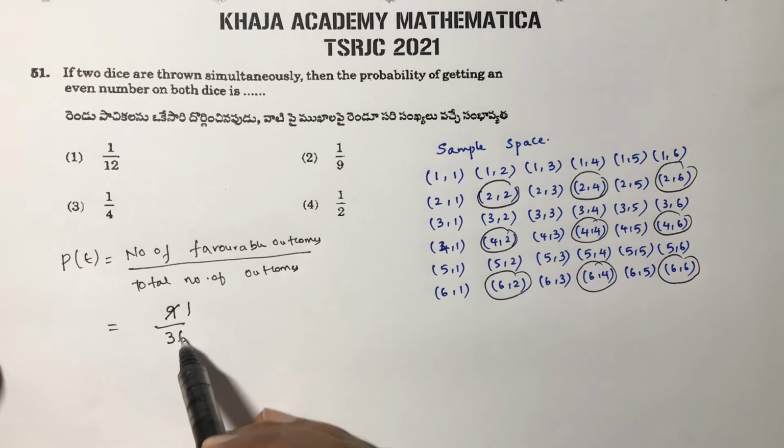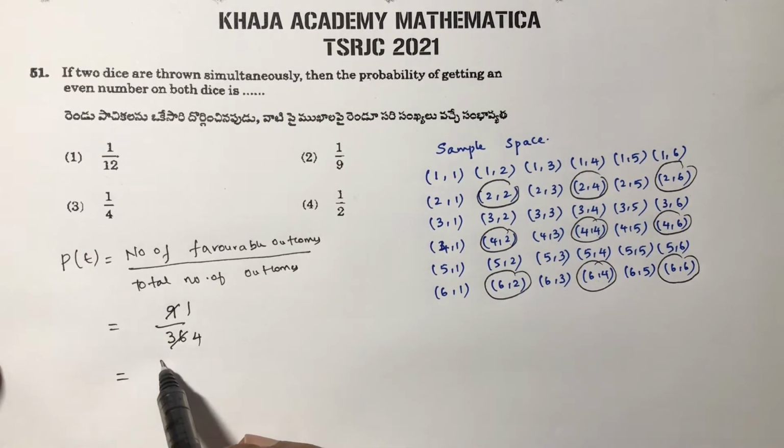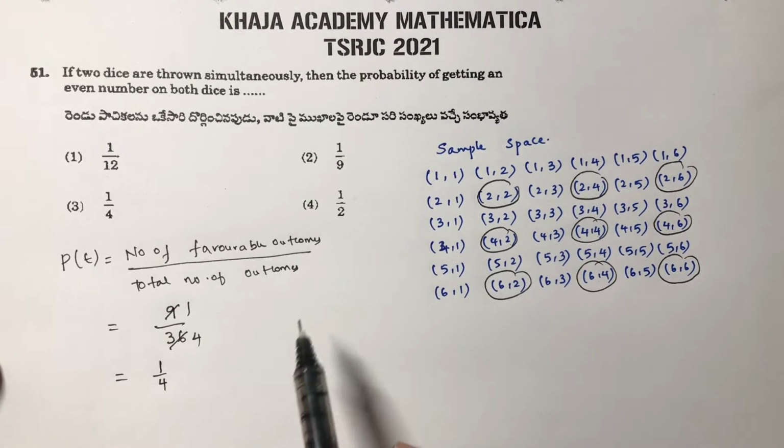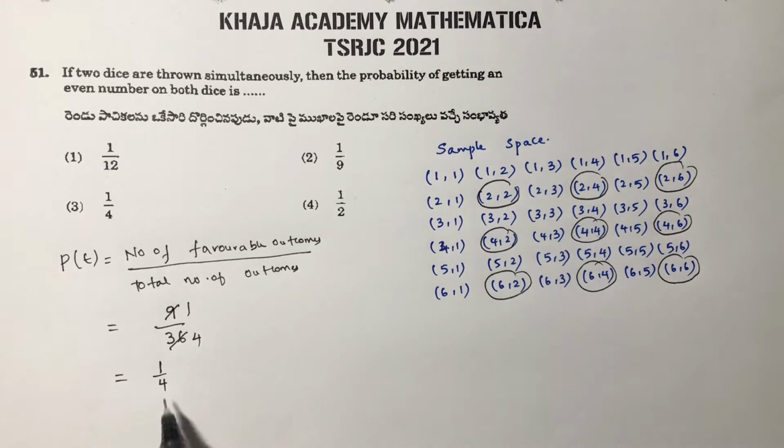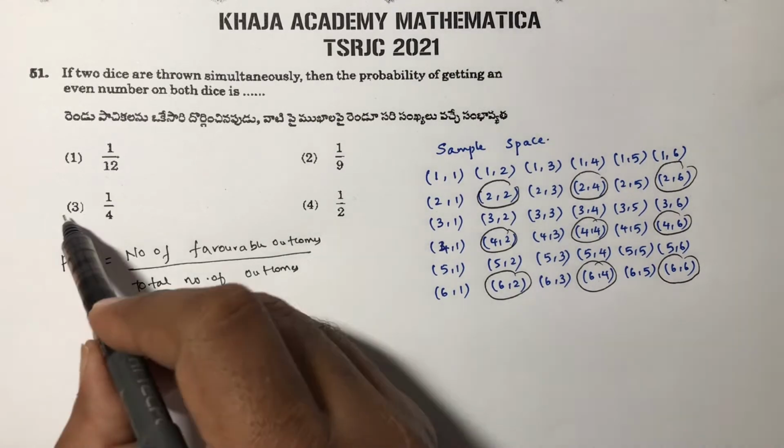So 9 times 1, 9 times 4. So the probability of getting an even number on both the dice is 1 by 4. So the correct option is 3.